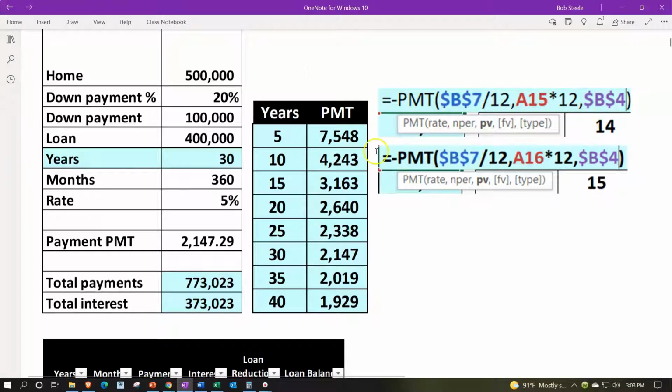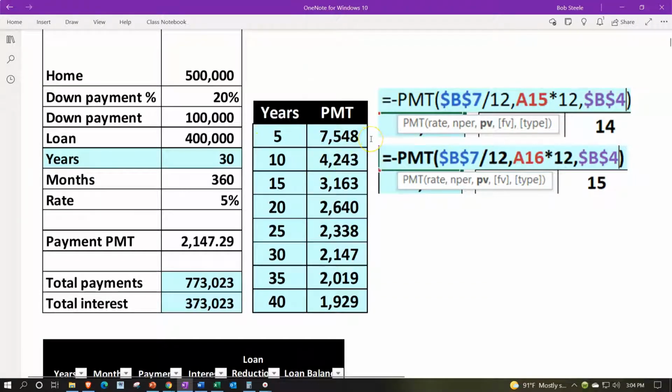If we copied that cell reference down, then it would look like this. And so you can see the comparison in references, PMT rate, same thing here, B7 because it's absolute, divided by 12, referencing that 5% divided by 12, comma, number of periods. Now this one has moved down from A15 to A16 times 12, which is the 5 down to the 10, 10 times 12, and then comma, the present value, same cell, B4, $ signs involved, didn't move down.